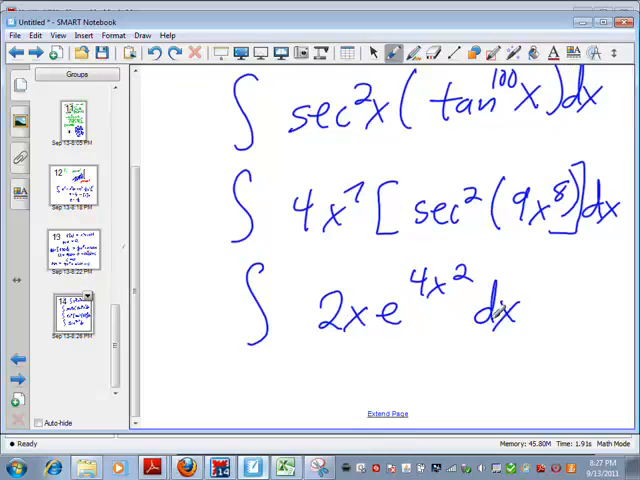So just a bunch of, and let's make this from 0 to 1. So just a bunch of chain rule problems, okay? Substitution problems. I keep calling it a chain rule. A bunch of substitution problems.